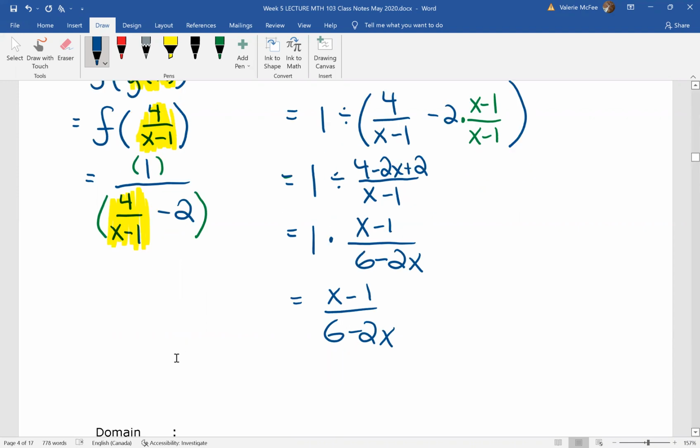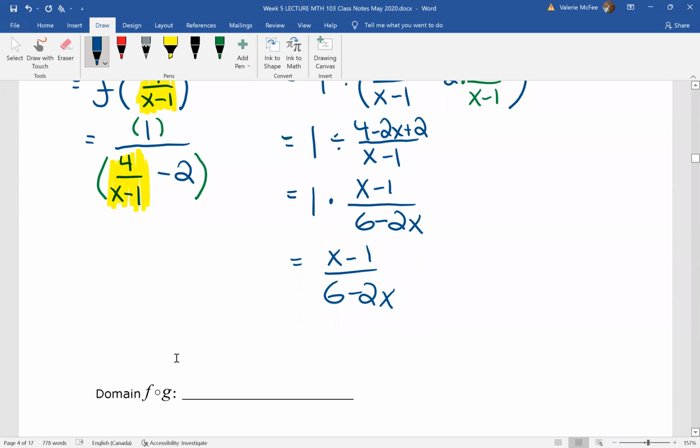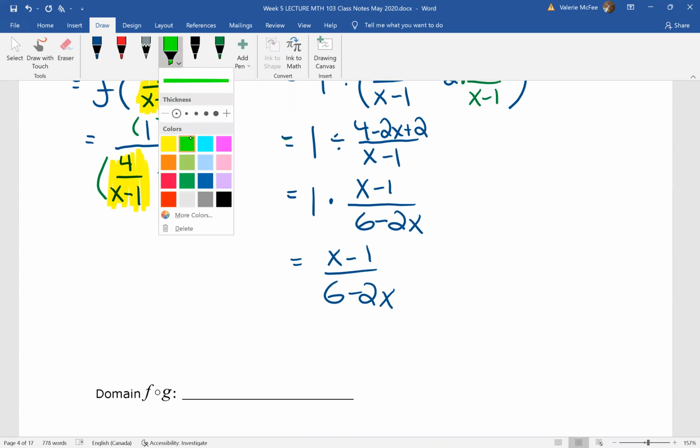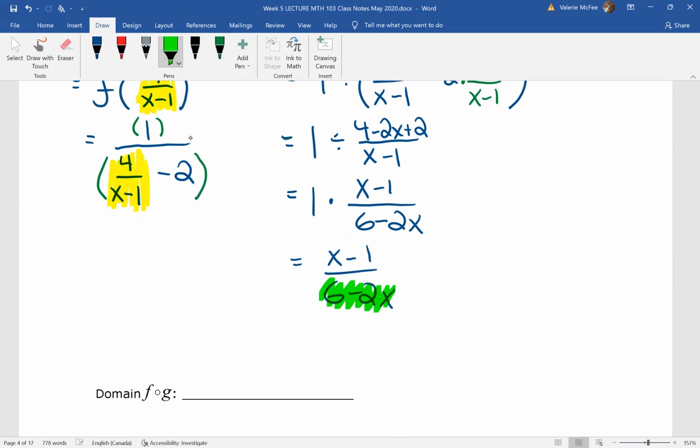And now we're asking for the domain of our composite function. It's easy if I look at the very last step here. I see that I have a rational expression, and I know that the denominator cannot equal 0. So it's obvious that x cannot equal 3.